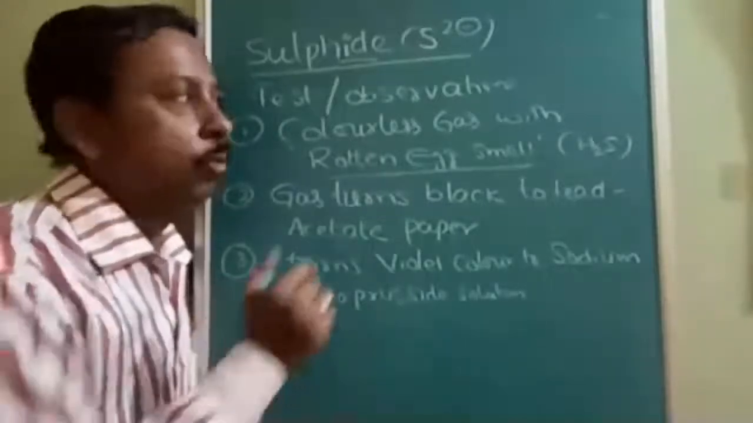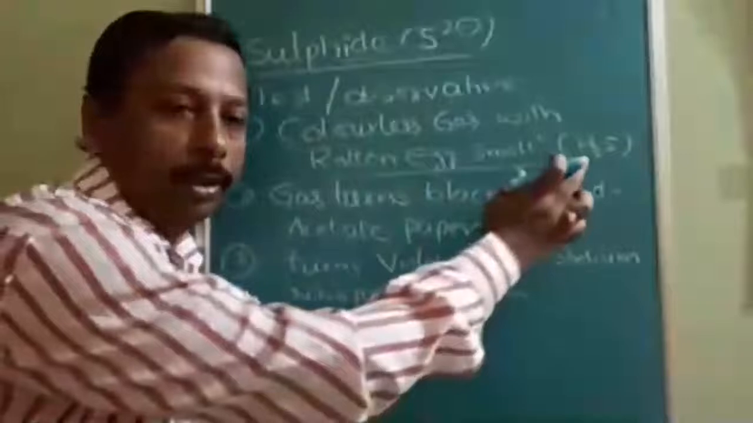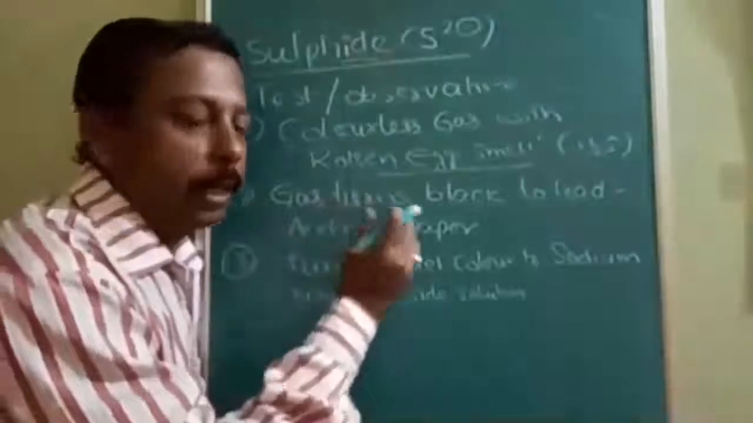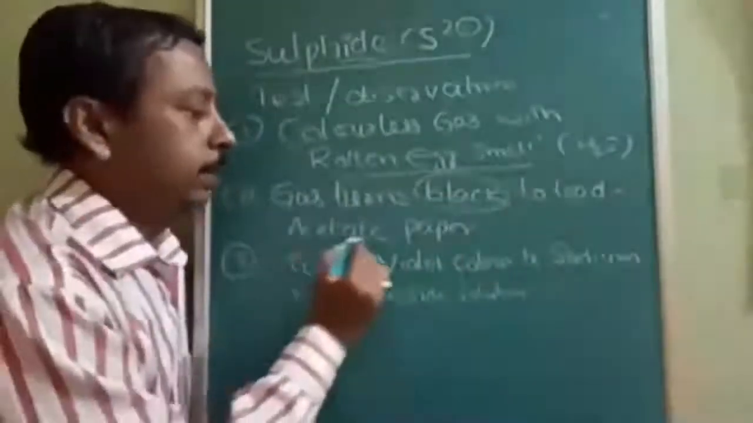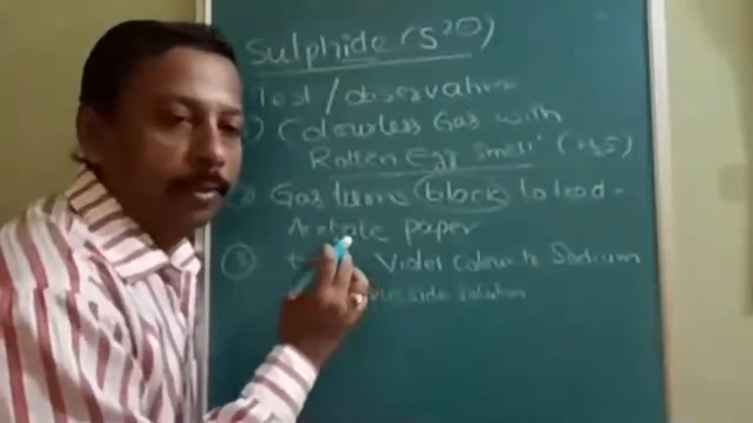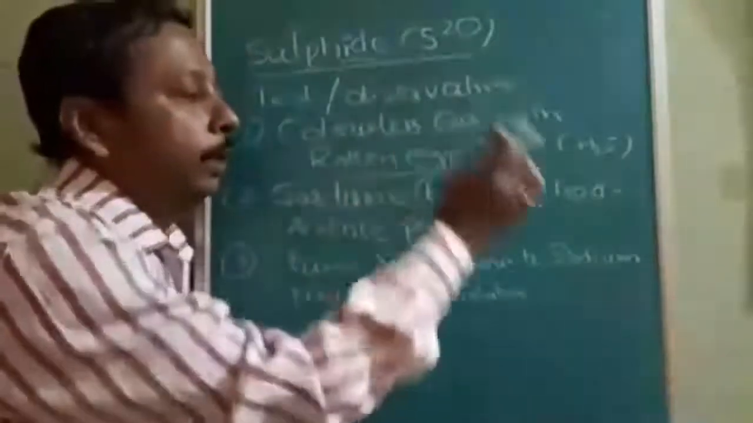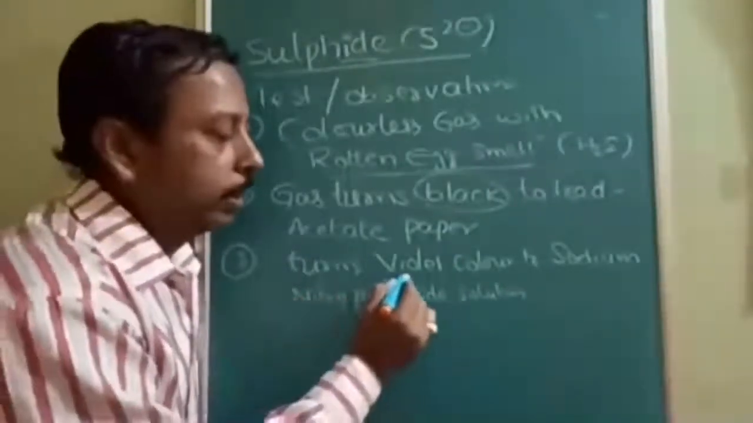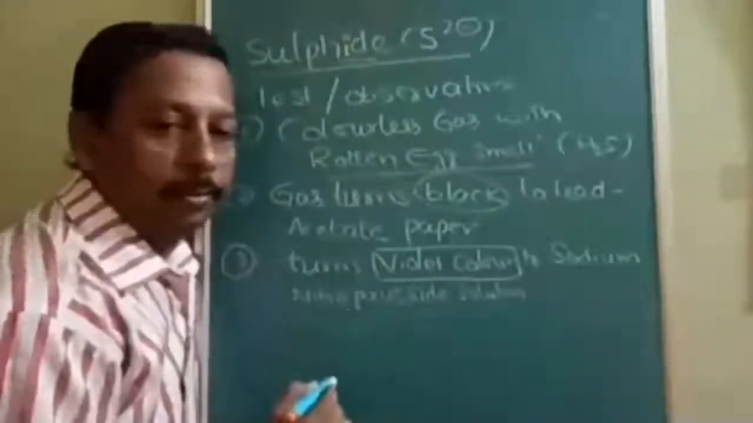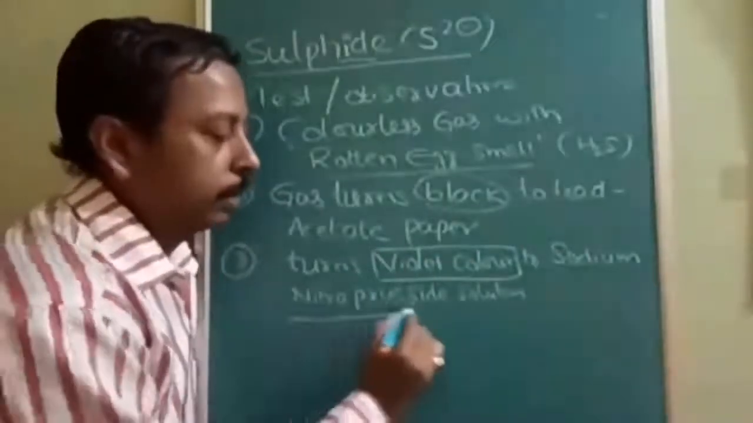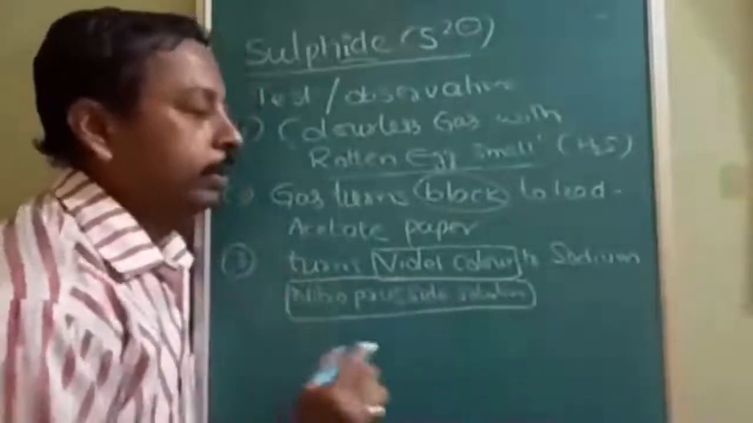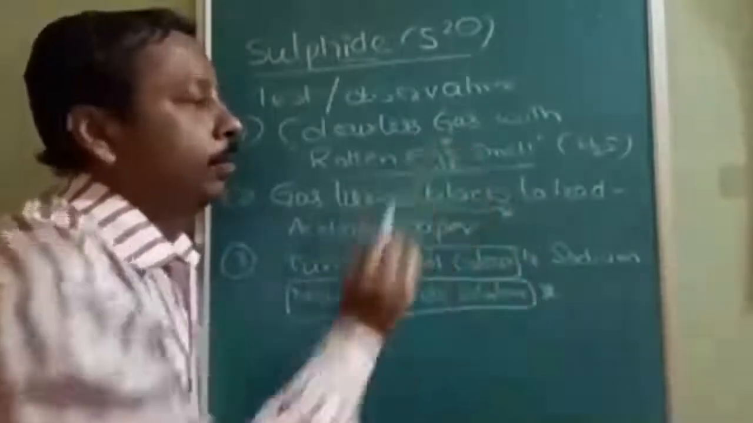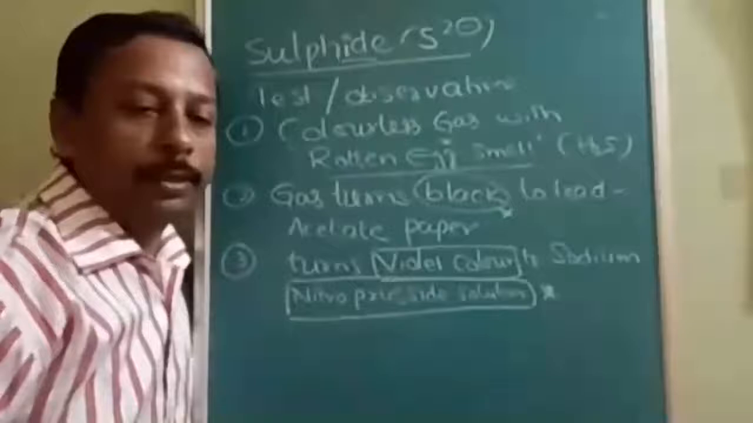First, very simple, rotten smell. What is the reason behind the rotten smell? Due to the formation of H2S. Second, the gas turns lead acetate paper black, because it actually converts into lead sulfide. This sulfide and lead acetate, Pb, that equation I am going to give you. Then third one is it turns violet with sodium nitroprusside solution. Its chemical formula and reaction is very important. Here black color is important, here rotten smell is very important. Okay, so these are the observations.